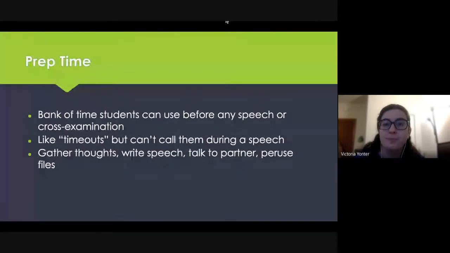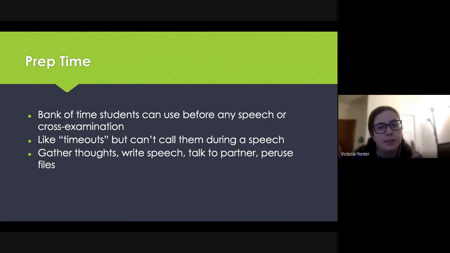Prep time. Prep time is a bank that students can use before any speech or cross-examination. It's like timeouts in football. It's not like basketball. It's like football timeouts. So you can't call it in the middle of a speech. Much like in football, you can't call a timeout in the middle of a play. You have to wait until right before the speech or right before cross-examination in order to call prep time.